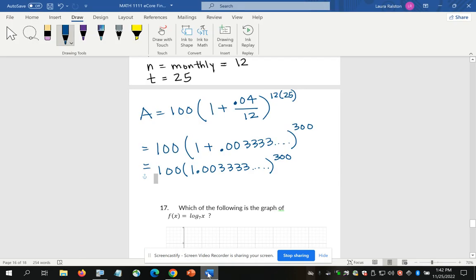Okay, so this becomes 271.38. The instruction said round to the nearest dollar. So to the nearest dollar, we would have $271 after 25 years.